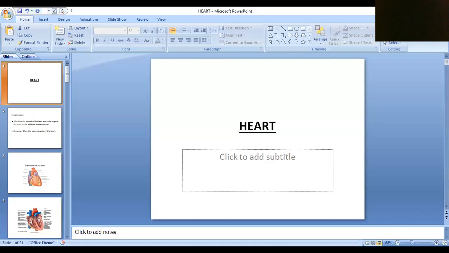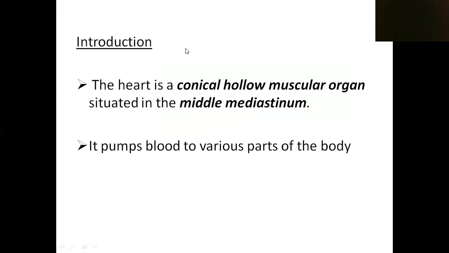Dear students, now we are going to discuss the heart. What is meant by heart? Heart is a conical, hollow, muscular organ located in the middle mediastinum, and it pumps the blood to various parts of the body. So you will say the first point.